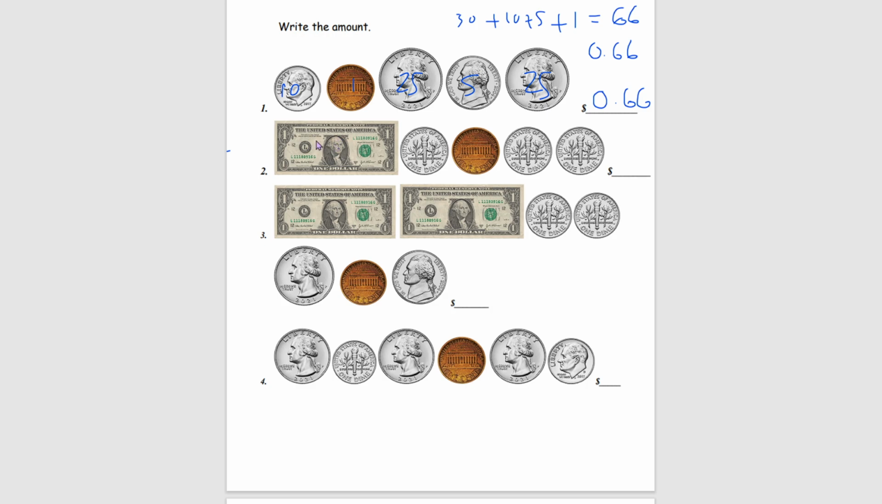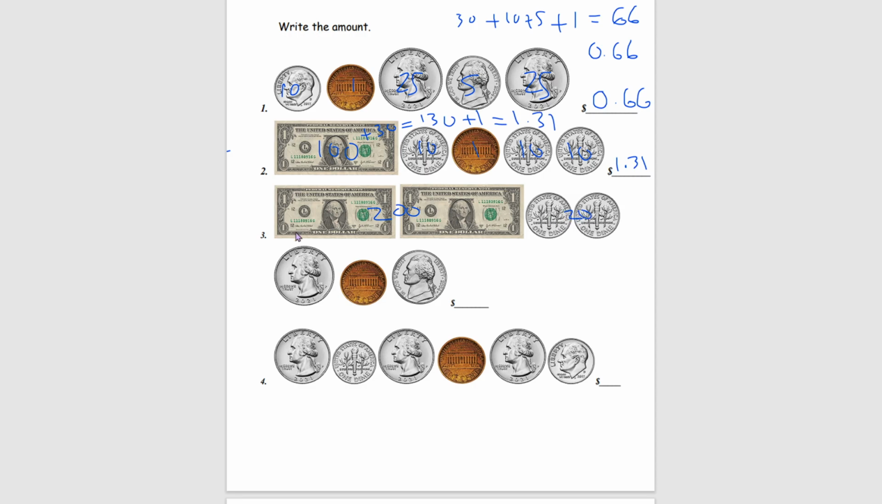So a dollar is always equal to $1, which is equal to 100. We have 100 plus 10 plus 1 plus 10 and plus 10. We can add the dimes up together first to get 30. And then we can add it to the 100. So 100 plus 30 equals 130 plus the 1 penny, and we get to 131, which is equal to $1.31.